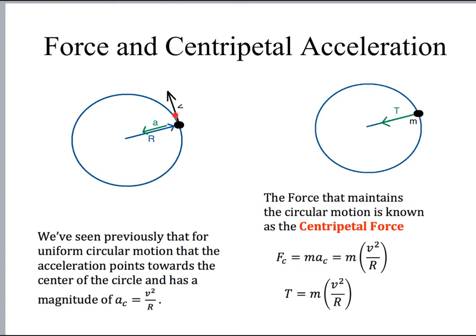Of course, if the speed is increasing or decreasing, you would have a tangential acceleration, which would increase the length of the velocity vector or decrease it if it was in the opposite direction. But the centripetal part of the acceleration is always going to point towards the center of the circle. And in order to have a centripetal acceleration, you need a force that's pointing towards the center of the circle.